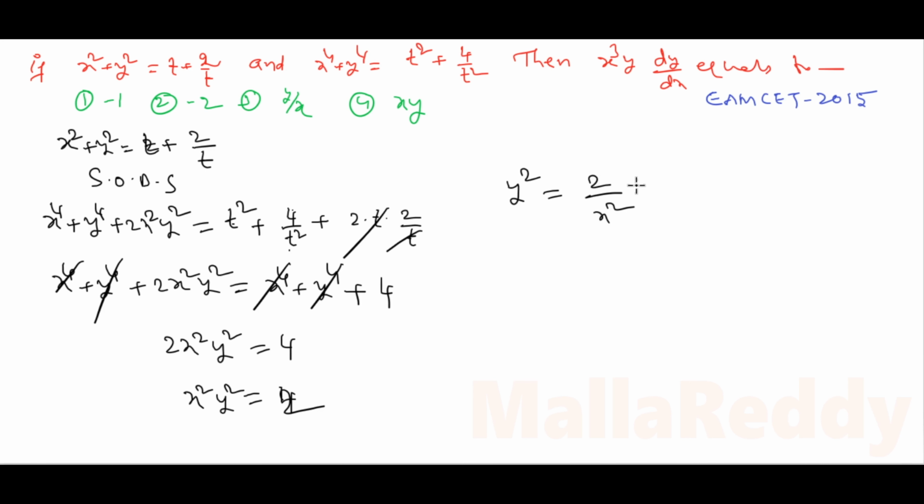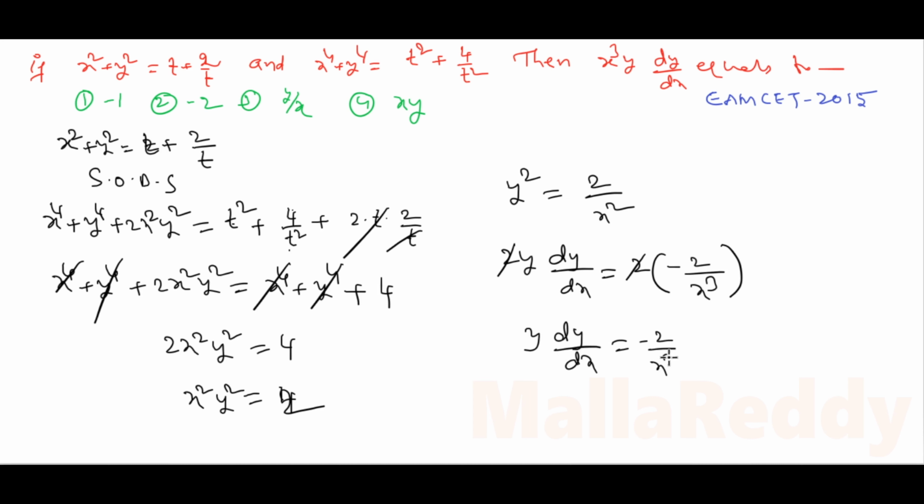Now take differentiation on both sides. The derivative of y square is 2y into dy by dx, which is equal to 2 into the derivative of 1 by x square, that is minus 2 by x cube. So on both sides 2 cancelled. Therefore y into dy by dx is equal to minus 2 by x cube. Take cross multiplication, x cube into y, that is x cube y into dy by dx is equal to minus 2. So here the second option is the correct answer.